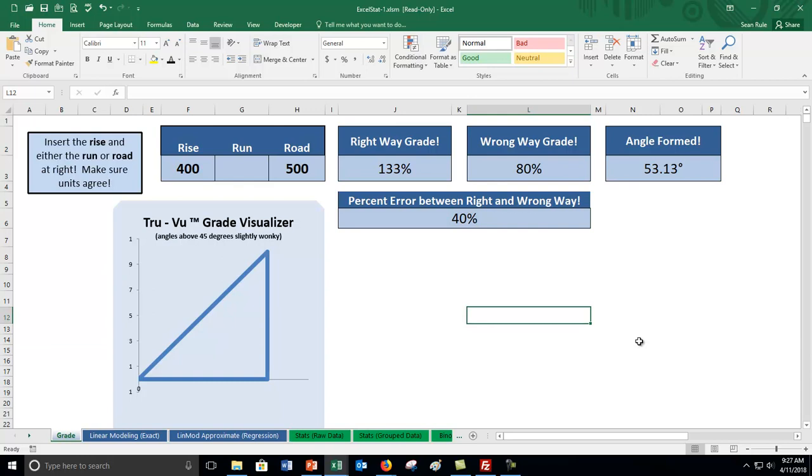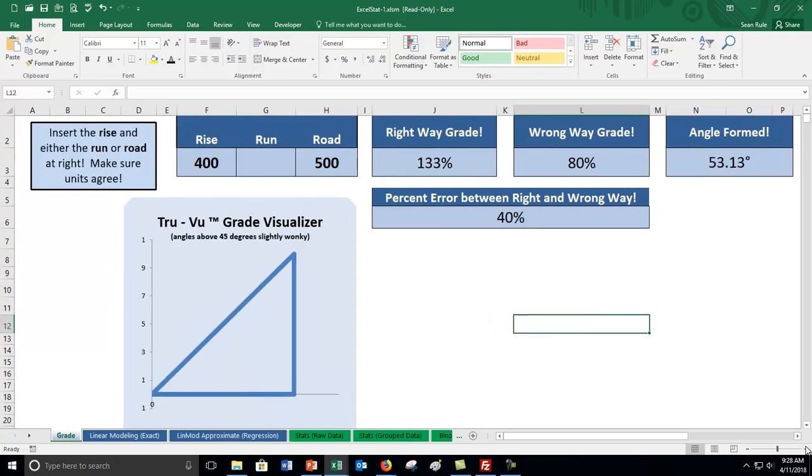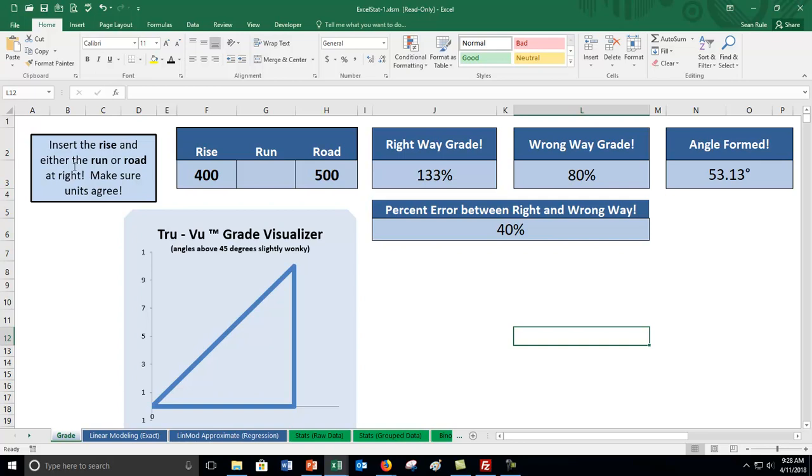My biggest concern when we talk about these kinds of calculations is losing the forest for the trees, getting so buried in the mathematics that we might lose track of what we're actually doing. So that's what I did with this. I actually just wanted us to be able to feed our values into this calculator, and it will give us the actual grade calculations, and then we can interpret them as we need. So let's just take a look at this. If you look at the instructions, it says insert the rise and either the run or the road at right. Make sure the units agree.